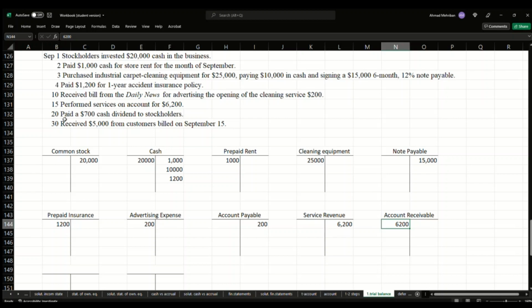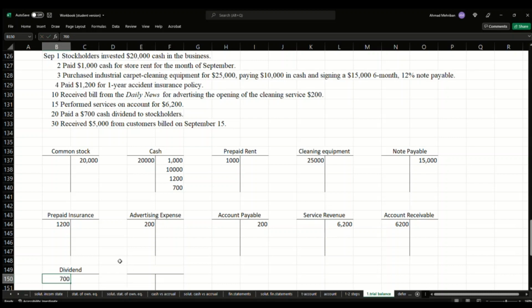Next, we paid $700 cash. Paid $700 cash means cash credit. Dividend to stockholders. So I record in a dividend account 700 on the debit side.